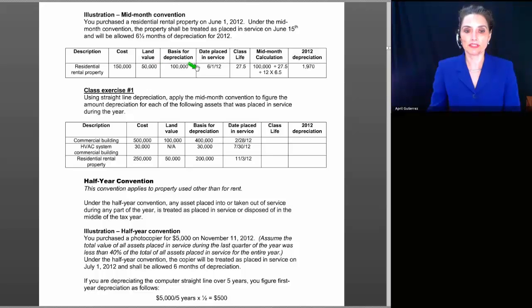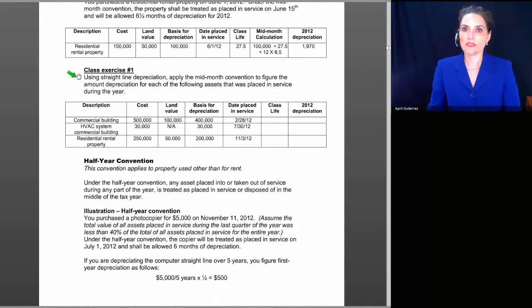We then look to the date placed in service. If it's placed in service on June 1st, 2012, and it's 27.5-year property, then we're going to assume that it was placed in service in the middle of June. If it's placed in service in the middle of June, it means that we get 1/2 month of depreciation for June, and then we get depreciation for the remaining 6 months of the year in full. So in other words, we get 6.5 months of depreciation. So how would we work this formula? Well, we take $100,000 of depreciable cost in the rental property, divide that by 27.5 years, divide that by 12 months, and then multiply that result by 6.5 months. And when we do that, we get $1,970.